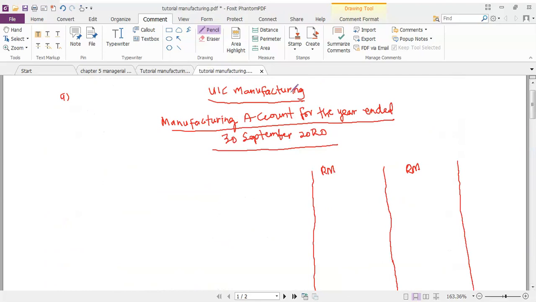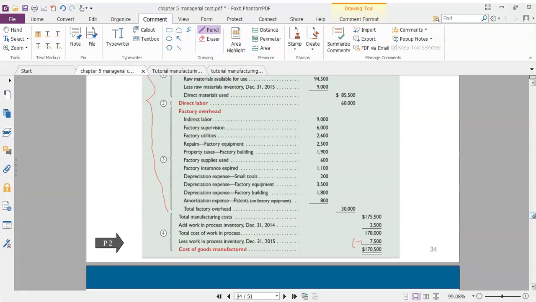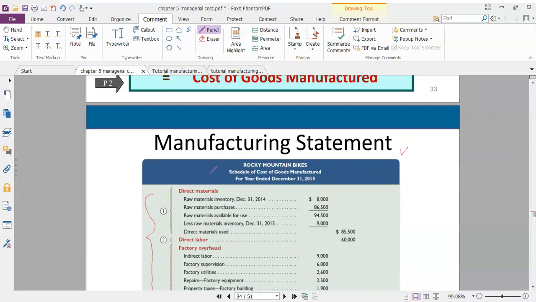So you should write the title first, at the top. After that, open three columns. The second and third column is for Ringgit Malaysia, for the value. And then the first thing inside the manufacturing statement, we must have direct material.